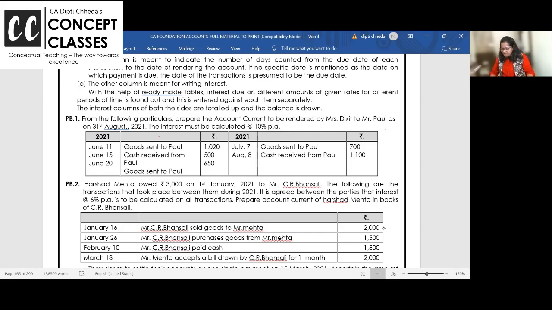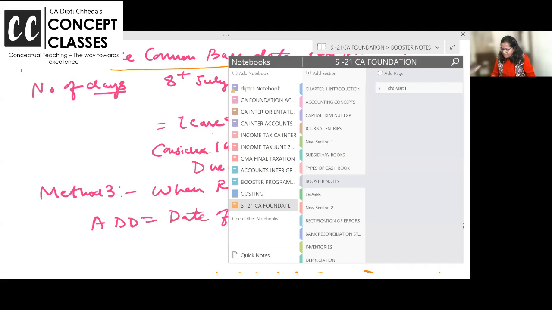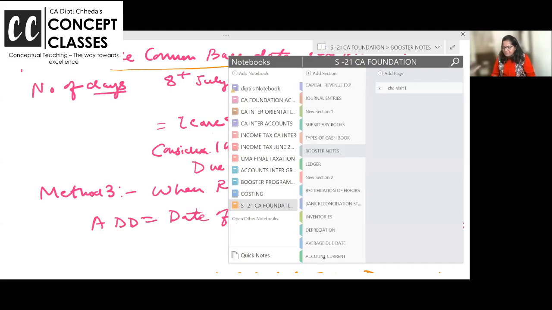All right, it's a small problem. And you should also see that in the problem there are purchases, sales, and payments received, all from the various parties. I'm starting right now with method 1 of account current.